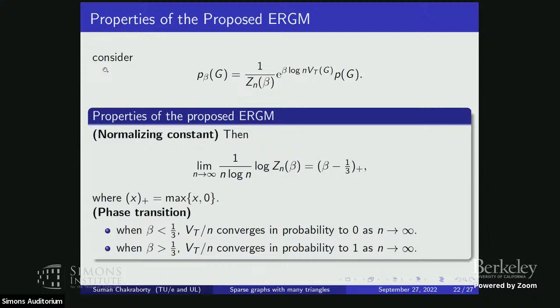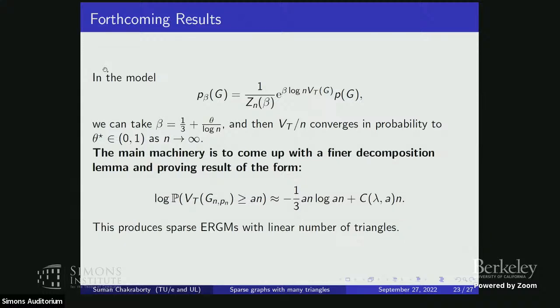So excellent. Okay, forthcoming result. We just saw that when beta is away from 1/3, this is not a good model. So we can take beta equal to 1/3 plus theta over log n, which is the correct scaling. Then we could show that this converges to a quantity that is strictly between 0 and 1. As far as we know, this is the first rigorously studied exponential random graph model which creates a linear number of triangles, and it is sparse. I'm not saying that this is the best model, but it is still a model that has non-trivial structures.